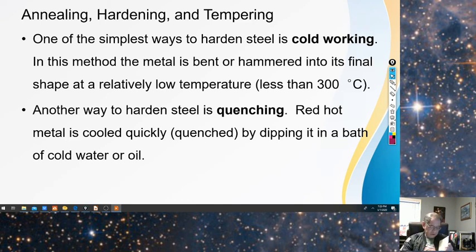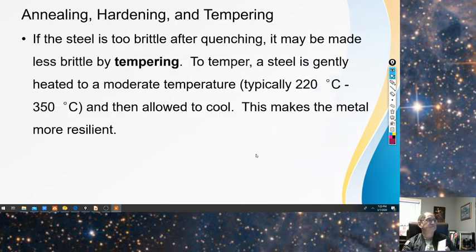Quenching. Know what quenching is. Another good definition. Think cold. You're dipping it in cold suddenly, right? Red hot metals cool quickly by dipping them in a bath of cold water. Or think about those old westerns with the guy that works with the metals out there banging away in the heat, and then he makes a horseshoe and then dumps it in the water, or a knife and then dumps it in the water.